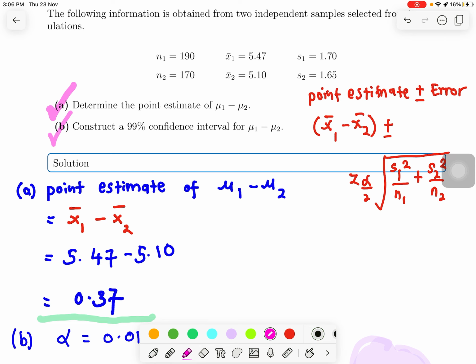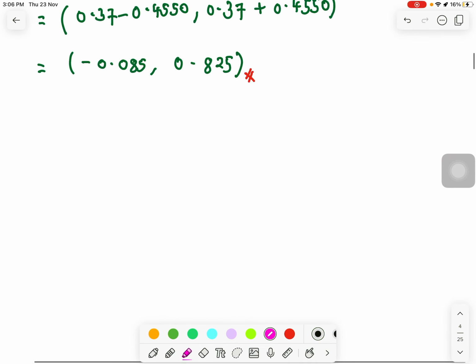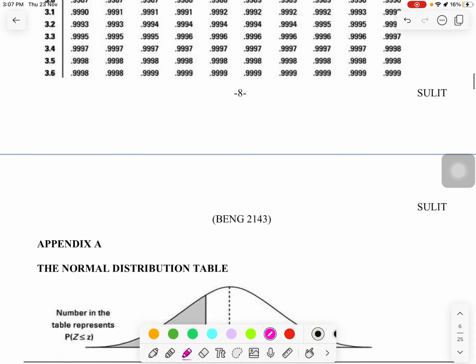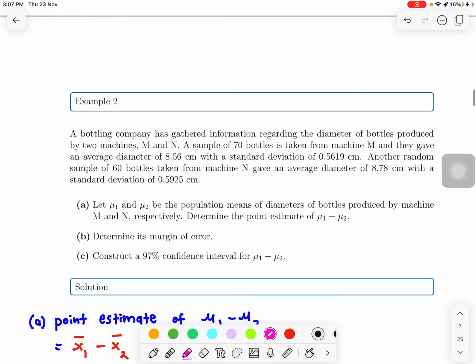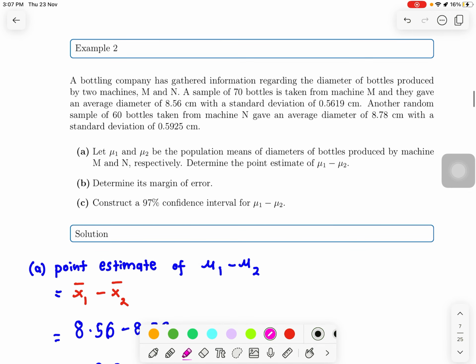Alright, so let's continue with our second example for this note. A bottling company has gathered information regarding the diameter of bottle produced by two machines, M and N. A sample of 70 bottles is taken from machine M, and they give an average diameter of 8.56 centimeter with a standard deviation of 0.5619.